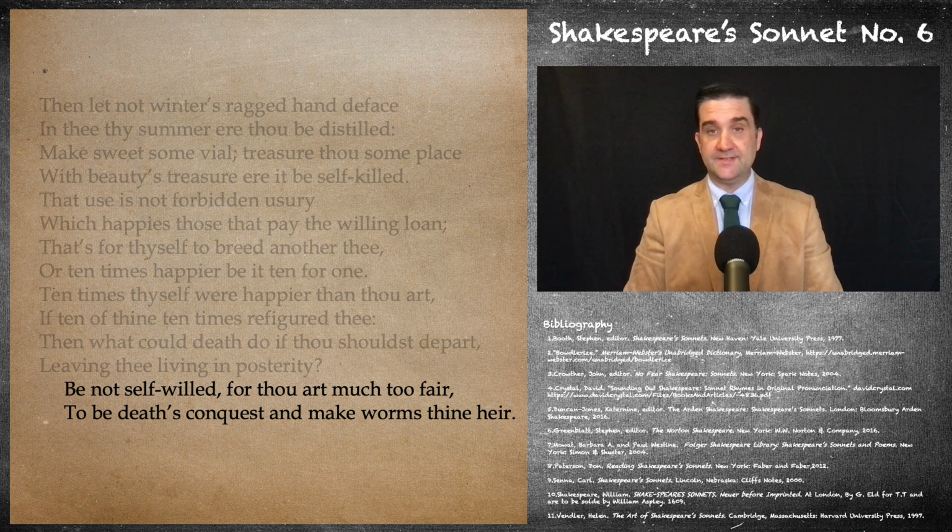The concluding couplet reads, "Be not self-willed, for thou art much too fair, to be death's conquest, and make worms thine heir." All right. Well, first off, Don Patterson calls this entire sonnet poetic hackwork. Further, he goes on to write, quote, "The last line is a contender for the worst in all the sonnets, and certainly the most musically incoherent." Once again, this man is just completely wrong. This last line rips. We have the exact masculine rhyme of fair and heir. We have the traditional rhythm of iambic pentameter. I mean, what more do you want, Donnie?